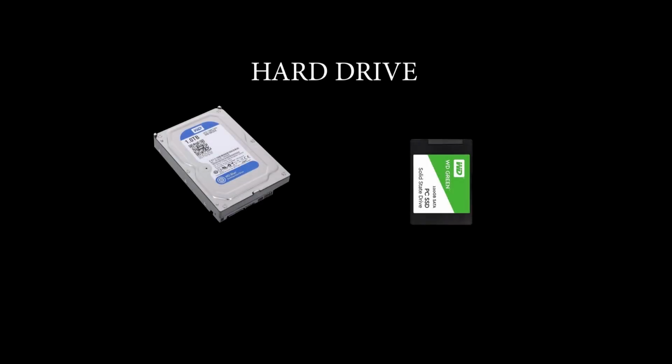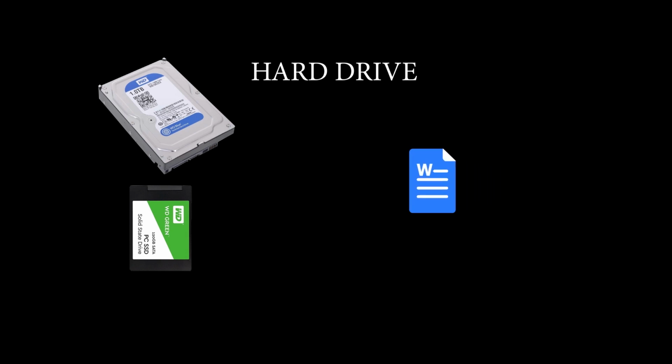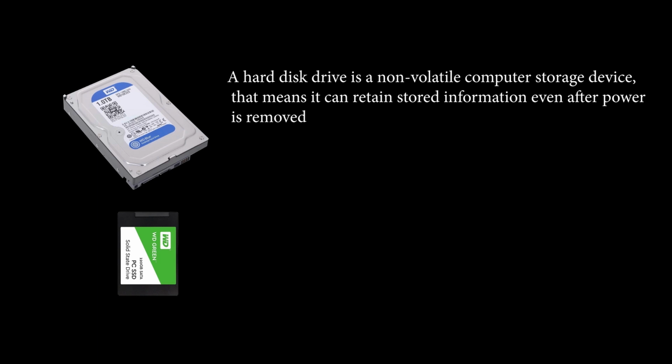A hard drive is the hardware component that stores all of your digital content. Your documents, pictures, music, videos, programs, application preferences, and operating system represent digital content stored on a hard drive. A hard disk drive is a non-volatile computer storage device. That means it can retain stored information even after power is removed.